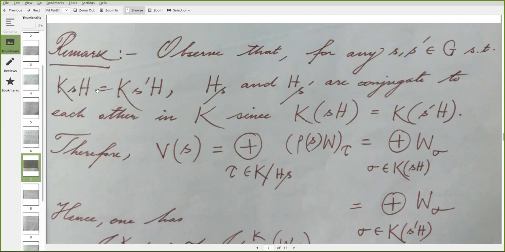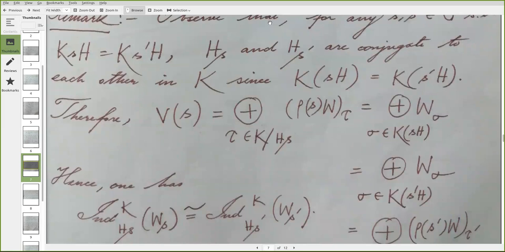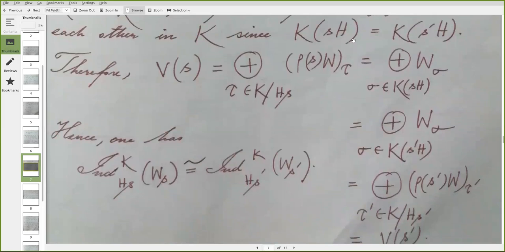Then, since they have the same orbit in the coset space G modulo H, their stabilizers in K will be conjugate to each other. So this is one thing: H_S and H_S' will be conjugate to each other. And therefore we make one observation: V_S is precisely this. We have just proved it.